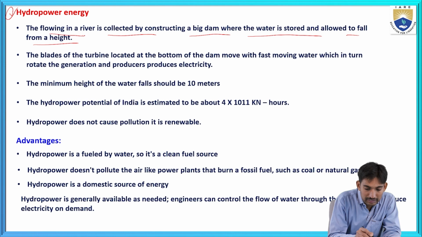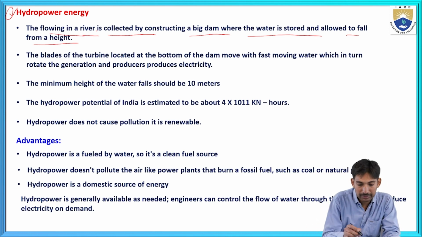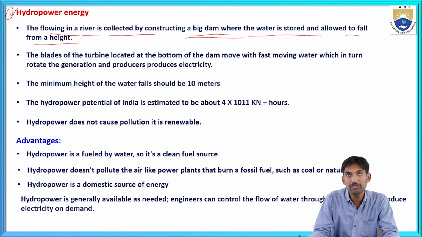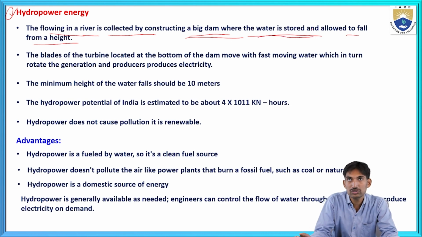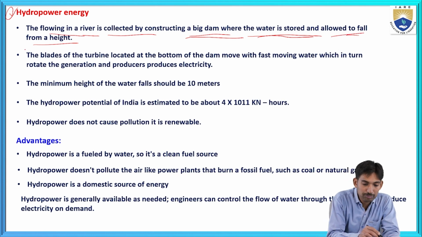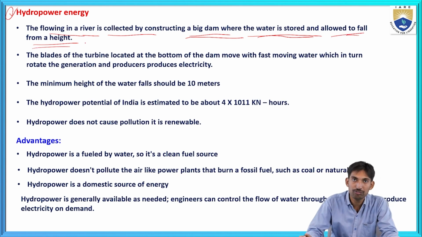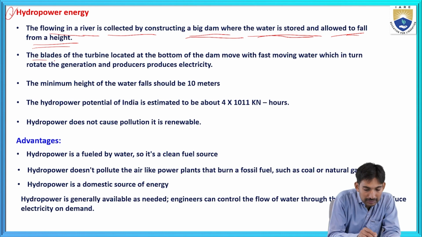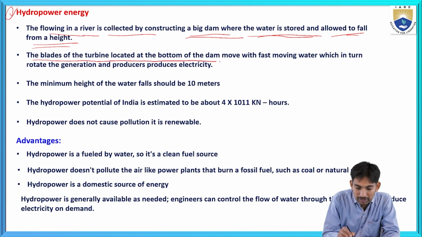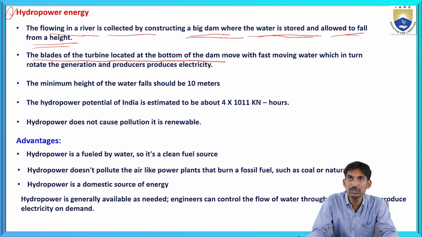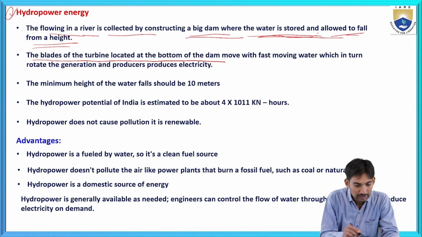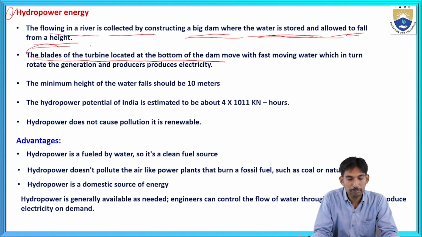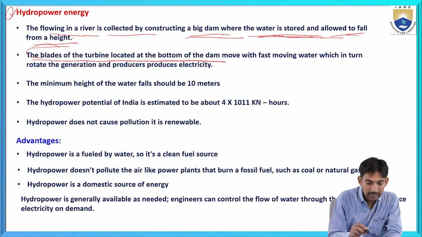The flowing river water is stopped by a big dam, where the water is stored. Using the big dam we can store this water and allow it to fall from a height. We have to allow this stored water from the height onto the blades of the turbine.